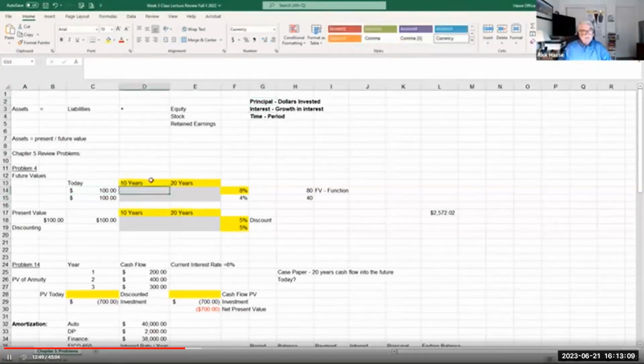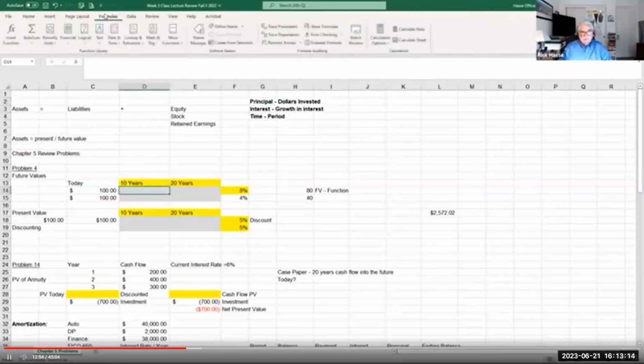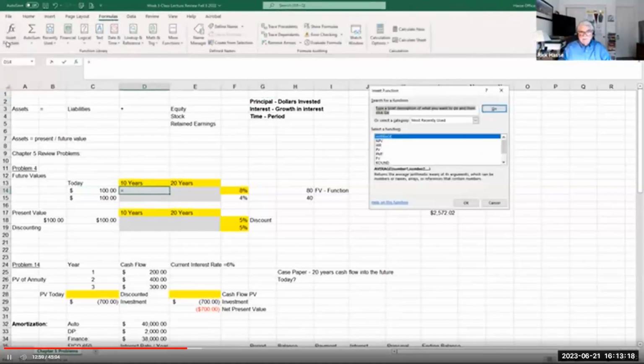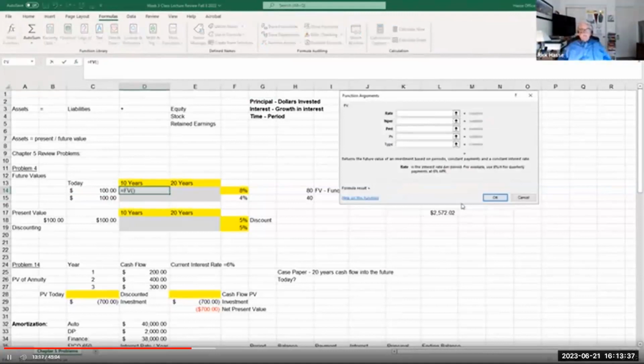So I go to my function and formula calculation on my spreadsheet. Formulas, function. Now I bring up a series of functions. I go to the financial pull down menu, and now I look for the future value function, FV. There it is right there, FV. I hit OK. Now I can put in the information of principal, rate, and time, and I can calculate the future value of that $100.